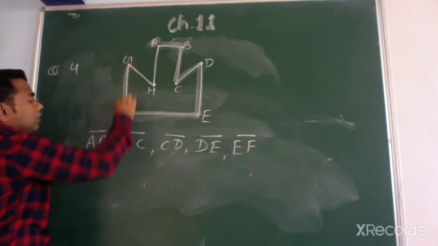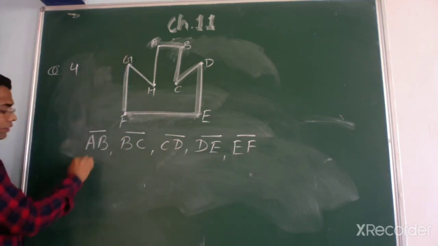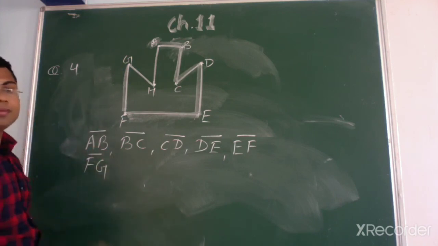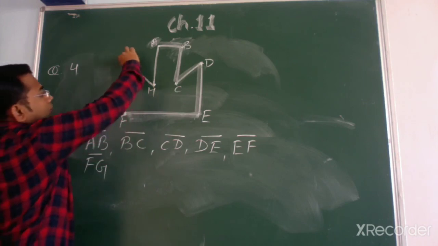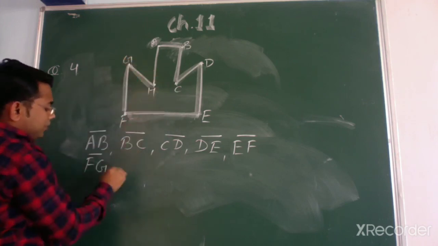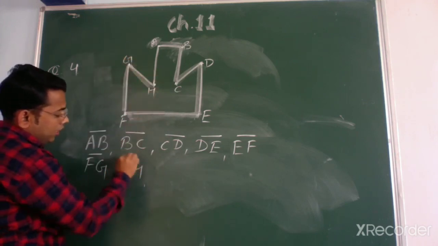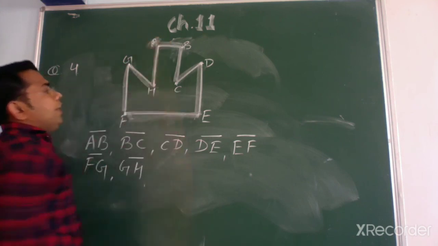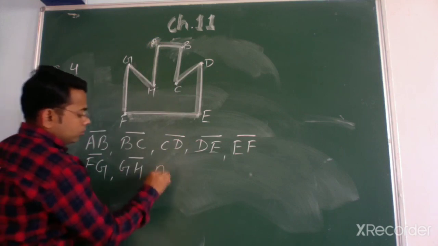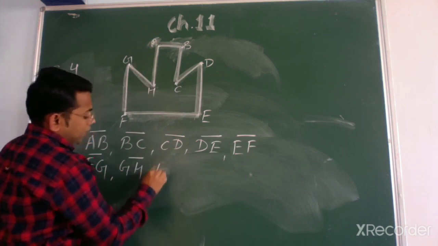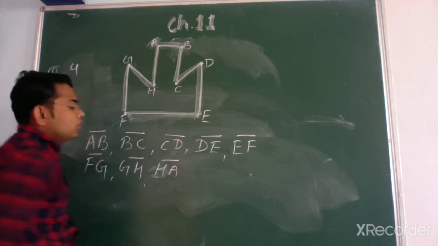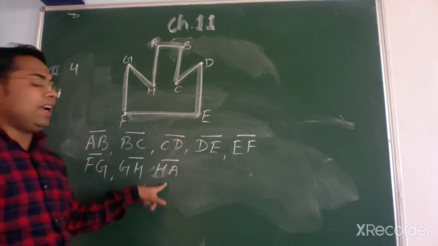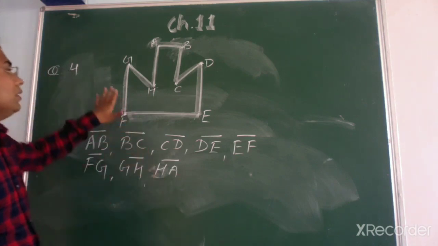Then FG, this is F and G. Now second last is GH, the G and H, line segment GH, and finally HA or AH. So there are 1, 2, 3, 4, 5, 6, 7, 8 line segments in this figure.